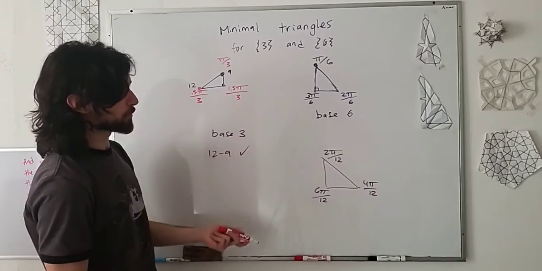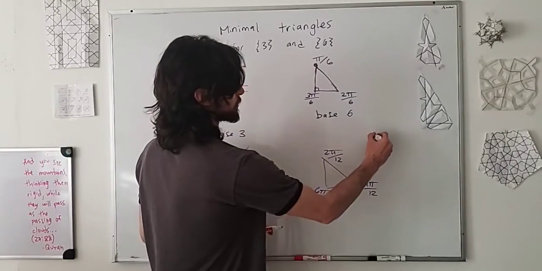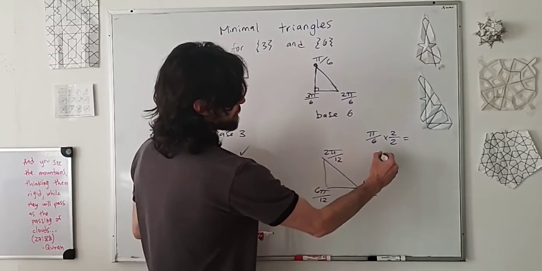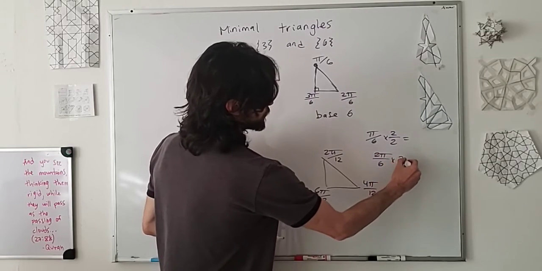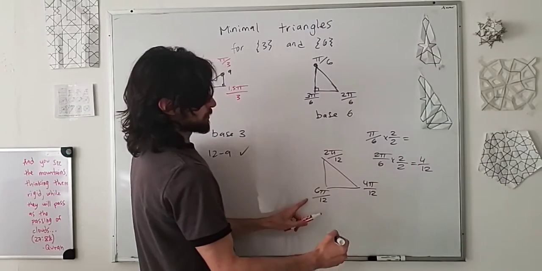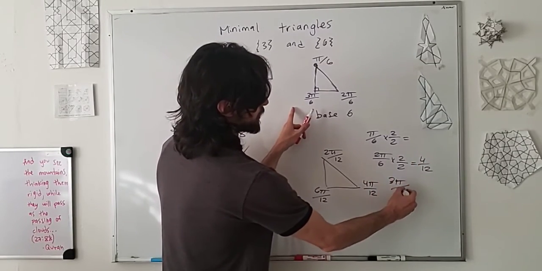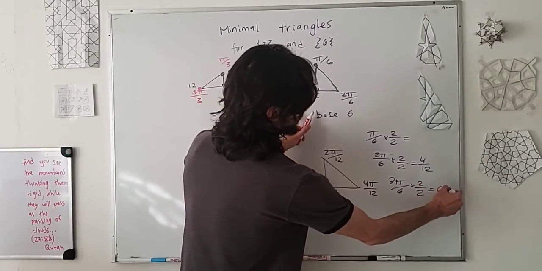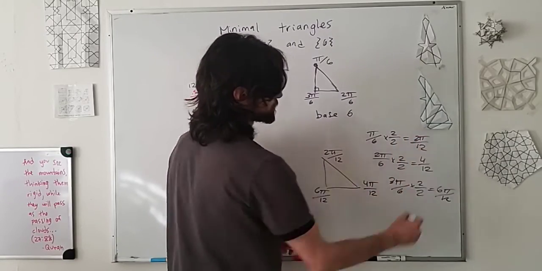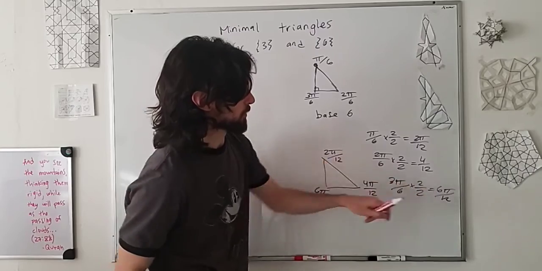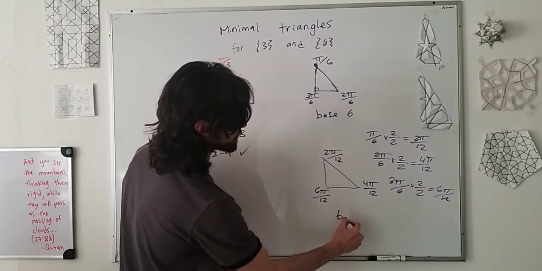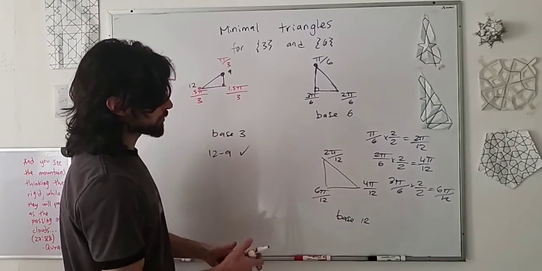Now why? Well, because I'm simply multiplying it by 2. So this one I could say pi over 6 times 2 over 2 equals 2 pi over 12. 2 pi over 6 times 2 over 2 is equal to 4 pi over 12. 3 pi over 6 times 2 over 2 is equal to 6 pi over 12. So you can see how I got my angles for this triangle. Same angles, but now it's base 12. Same triangle, just base 12 now.